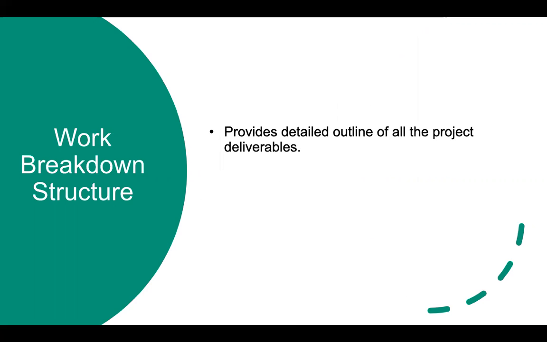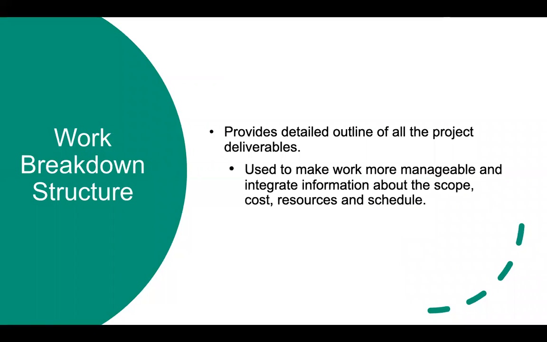Work breakdown structure. The final component of the project scope that we will review in this module is the work breakdown structure. The WBS provides a detailed outline or chart of all the project deliverables that have been presented in the scope of work document. This is a tool used to make the overall work of a project more manageable, as well as integrate information about the scope, cost, resources, and schedule.